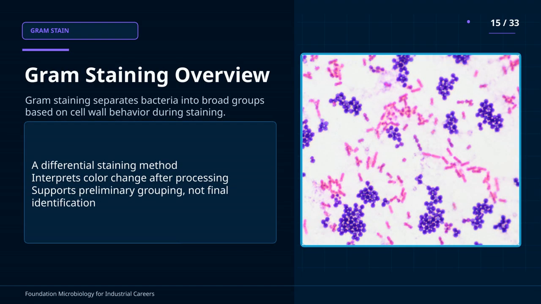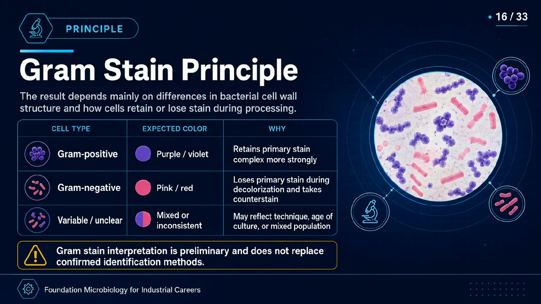Gram staining is a differential staining method that separates bacteria into broad groups based on how their cell walls behave during the staining process. It provides useful preliminary information, but it must be interpreted alongside other approved methods. Gram-positive cells commonly appear purple or violet because they retain the primary stain complex more strongly. Gram-negative cells commonly appear pink or red after decolorization and counterstaining, while variable results may reflect technique, culture age, or mixed populations.